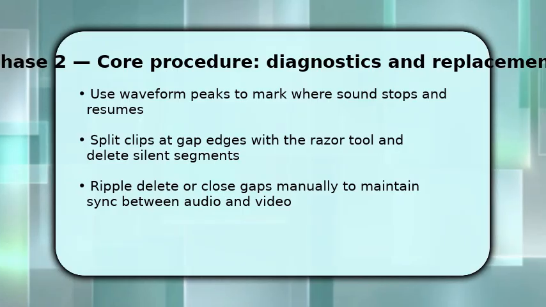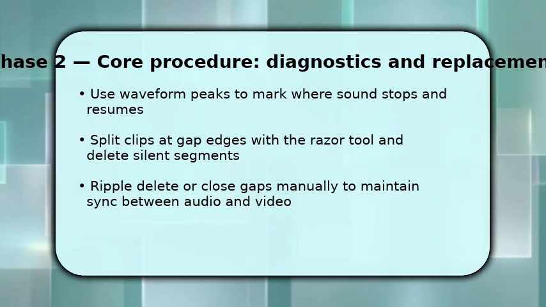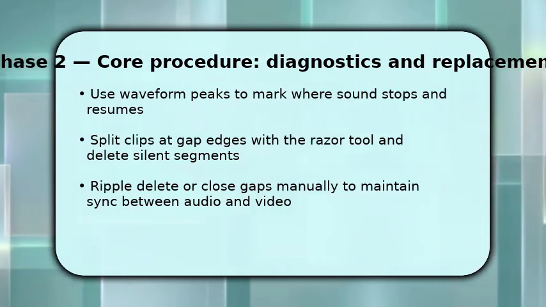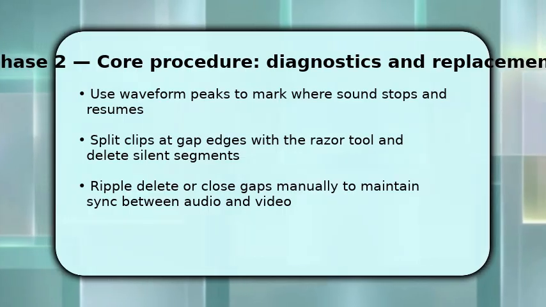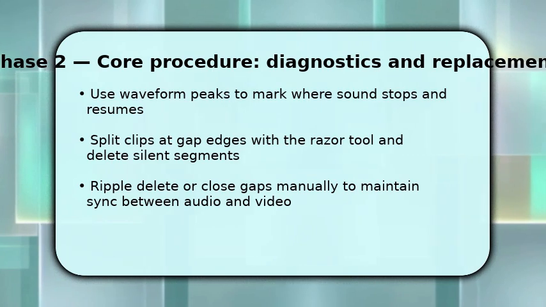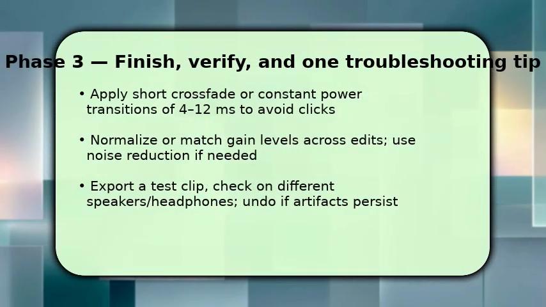Once deleted, use Ripple Delete to automatically pull subsequent audio together, or manually drag clips to close the space if you need frame-accurate timing. Make sure to scrub playback after each edit so you can hear transitions and confirm synchronization with the video. You finish by smoothing every cut so removals are invisible.